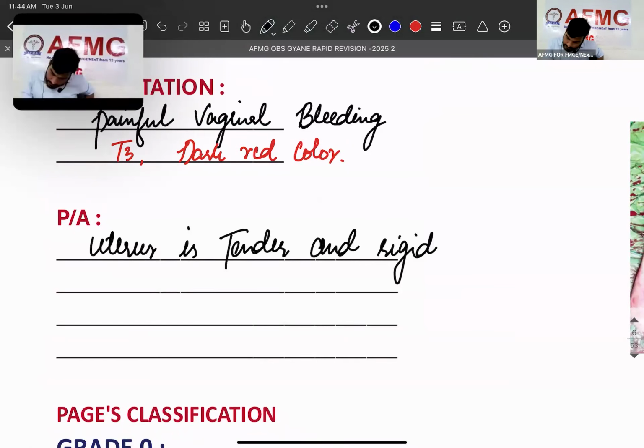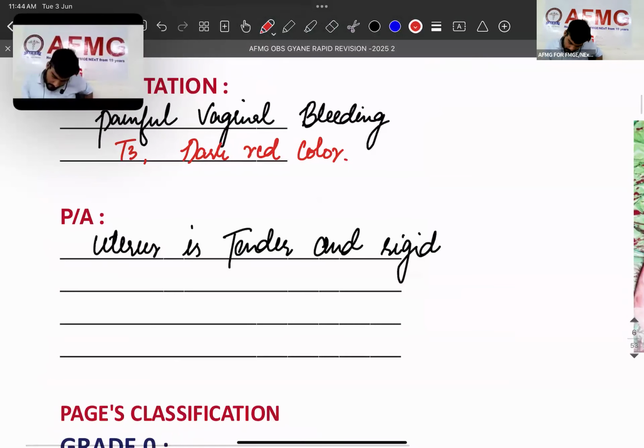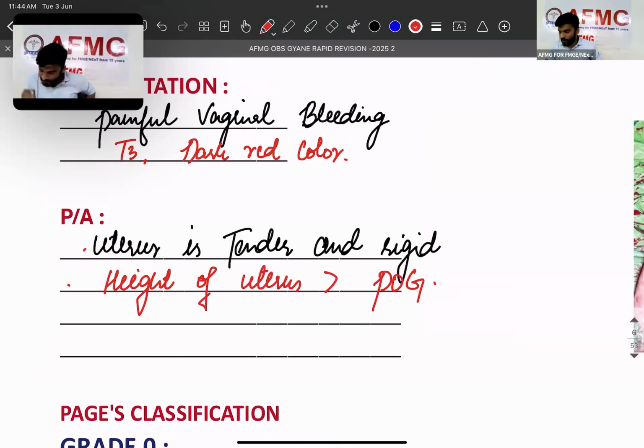Okay. Second, sir. Height of uterus more than the period of gestation. Now, one concept here. I will add on this here.